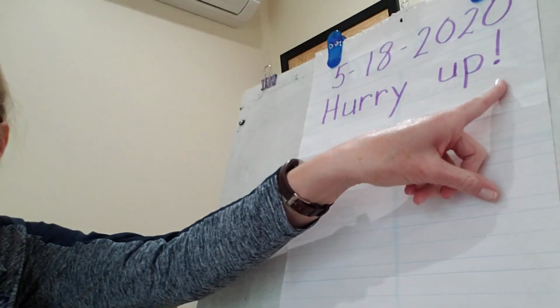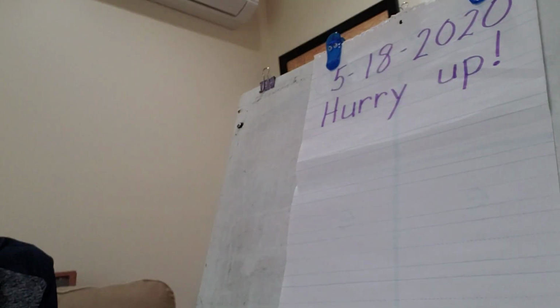Because you're saying to them, I need you to hurry up. It's not just like, hurry up. Usually when someone's saying hurry up, they have a lot of emotion with it. So we use an exclamation point to say, I need you to hurry up.